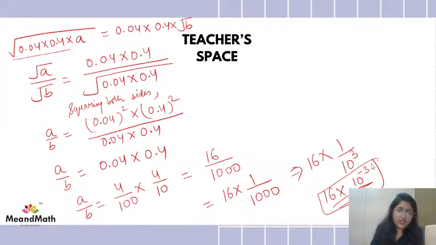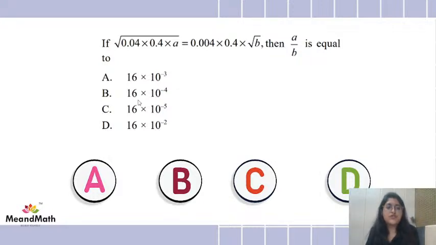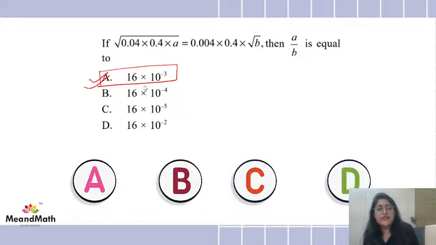So let's see the correct option. Correct option is what? Option number A. So we got the correct option as 16 times 10 raised to power minus 3.